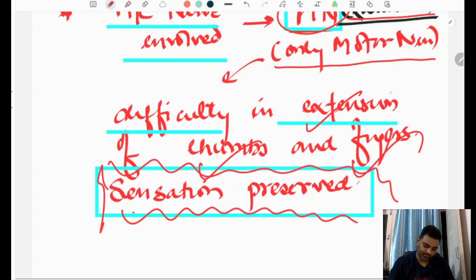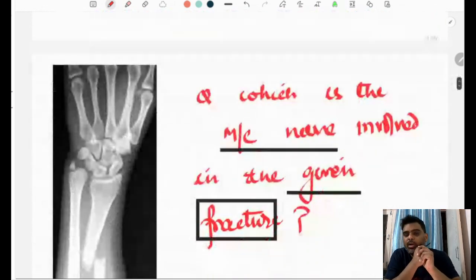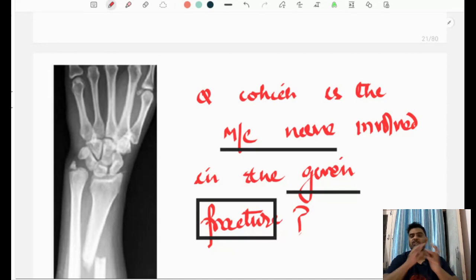Okay. Now, can anybody tell me what is the most common nerve involved in supracondylar fracture? So please remember, the most common nerve involved in supracondylar fracture is the AIN, that is the anterior interosseous nerve.